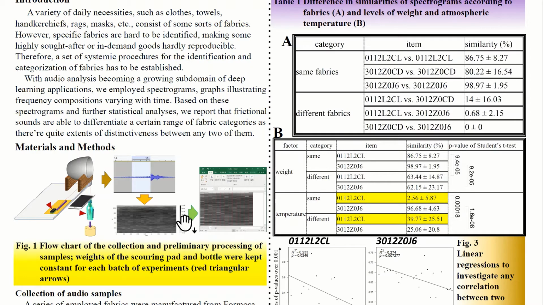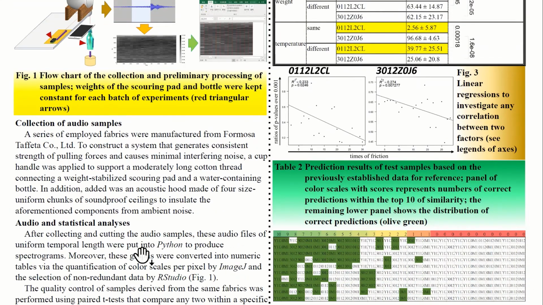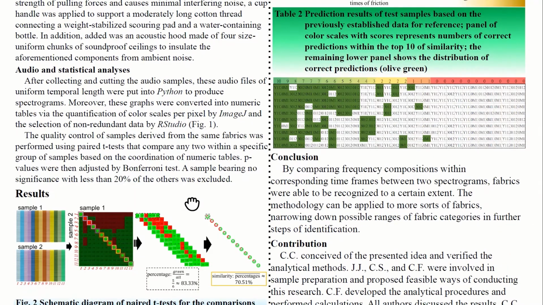The spectrogram will further be quantified to generate a numeric table, and multiple numeric tables will be put into quality control in order to eliminate outliers existing in a group of samples derived from the same cloth.